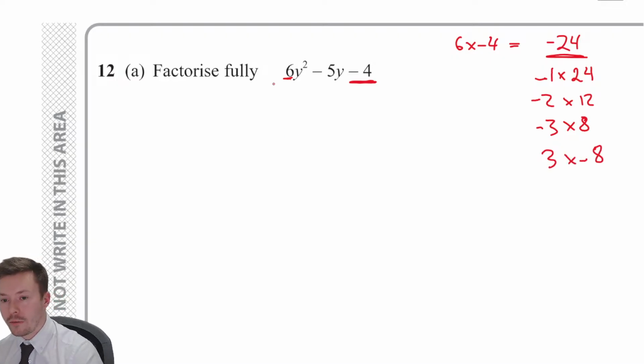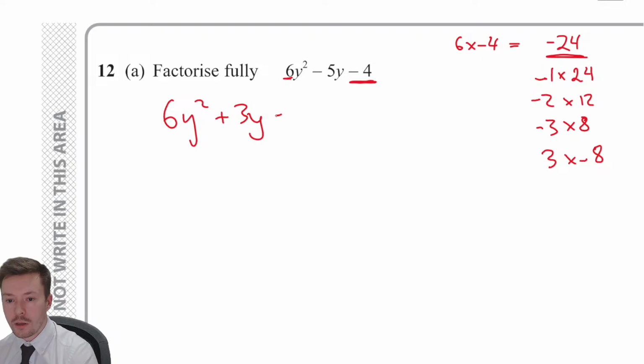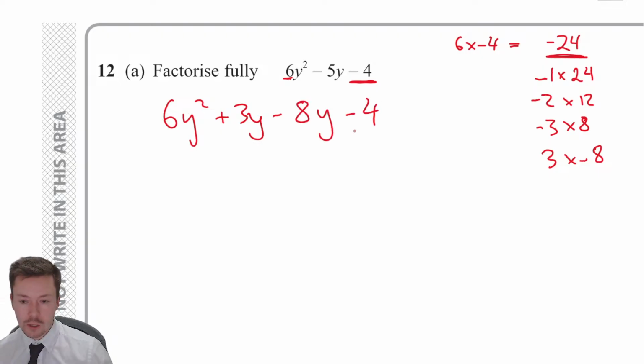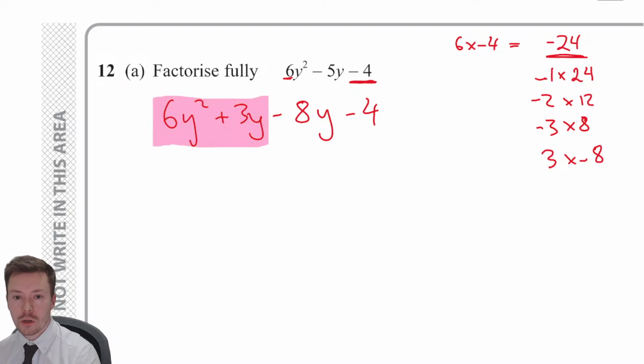So what I then do is I split this middle term into 3y and minus 8y. So I'm going to get 6y squared plus 3y minus 8y minus 4. And then what we're going to do is look at these first 2 terms and factorize them. And then we're going to look at these second 2 terms and factorize them.